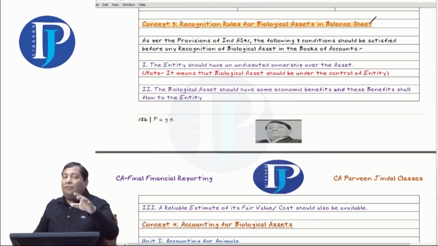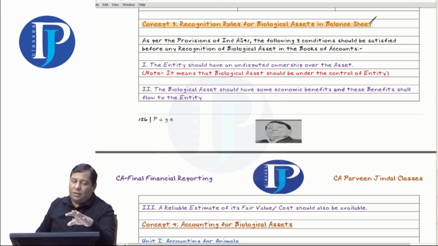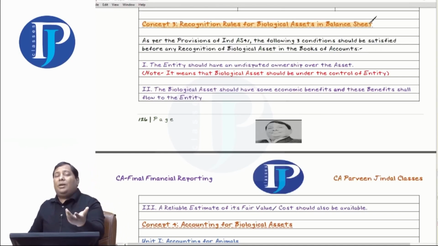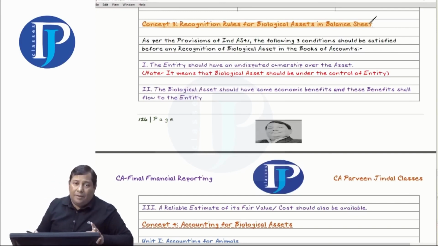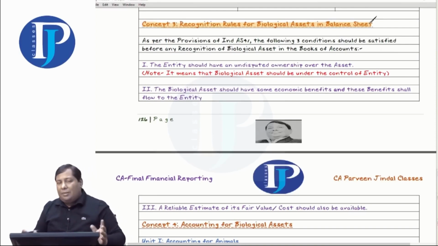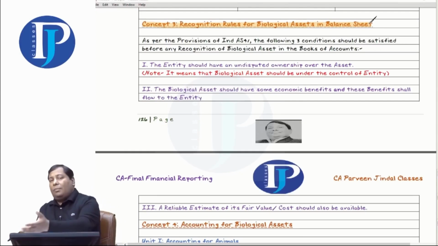A reliable estimate could be of the fair value and for the cost. You should have the estimate of fair value when the fair value is needed, and also you should have the estimate of cost when cost is needed. It means you should have an estimate of the value. So if you meet these 3 conditions, you can recognize biological assets on your balance sheet. We discussed this in class, right?